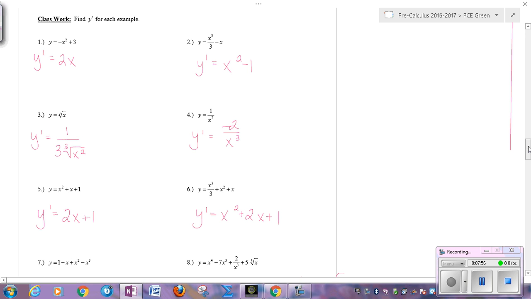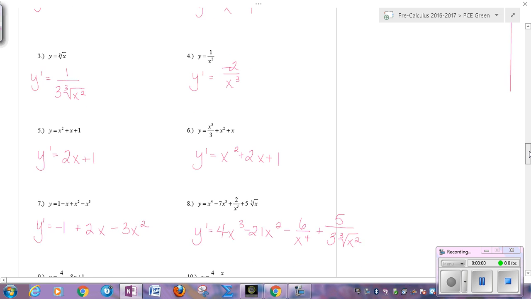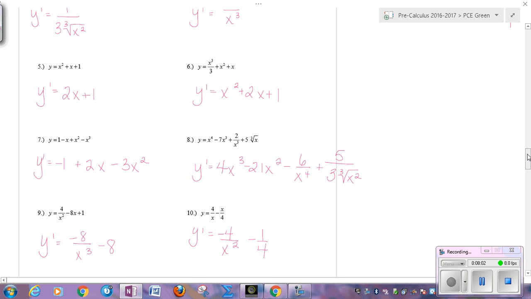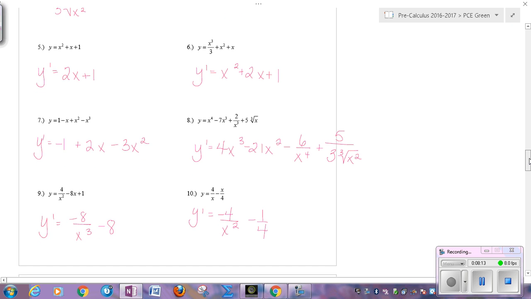So I've just listed all of the answers. So those would be good questions for you to try out. Make sure that you can use your power rule. At this point on a test or a quiz, if I ask you to find me the derivative, if I don't specify to give me the derivative using the limit definition, you can go ahead and use the power rule.